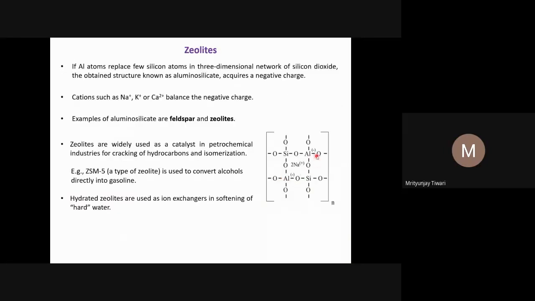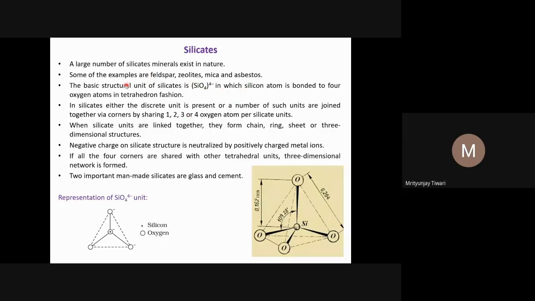This is the aluminosilicate, and in this aluminosilicate, cations such as Na plus, K plus or Ca2 plus balance the negative charges. Whatever negative charges are there will be balanced by Na plus, K plus or Ca2 plus ions. If it is Ca2 plus, only one Ca2 plus ion is required to balance two charges, and if it is Na plus or K plus, we require two such cations. Examples of aluminosilicates are feldspars and zeolites. The silicates that we have seen, feldspar, zeolite, mica, and asbestos, are all silicates.